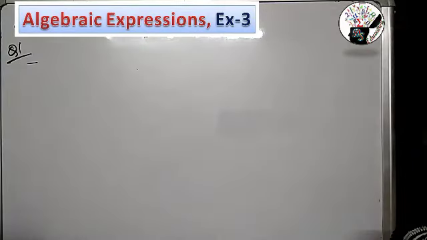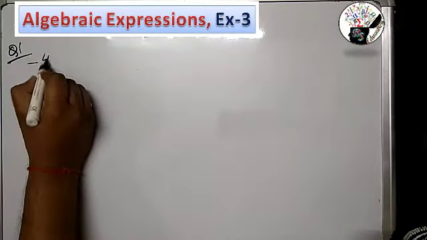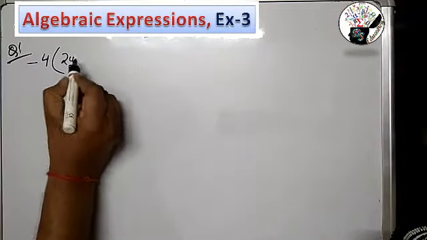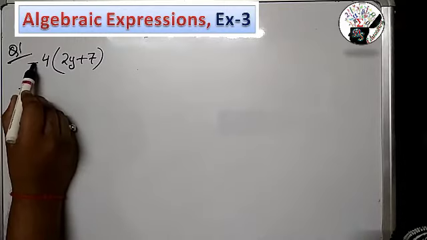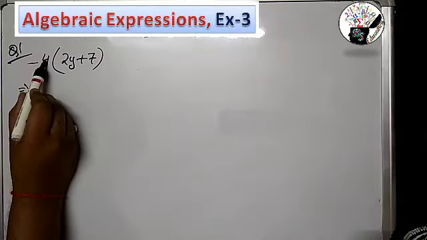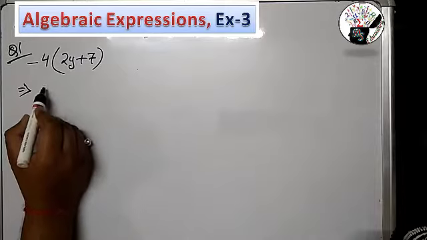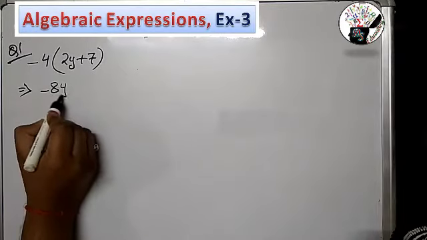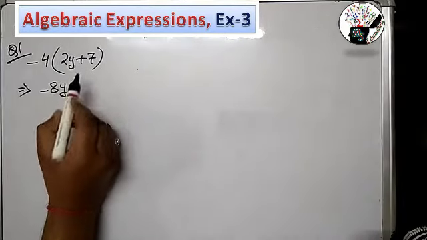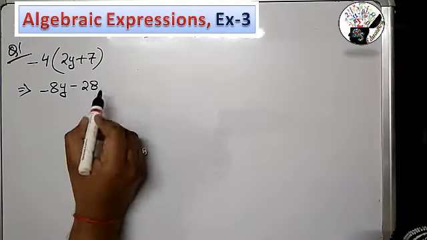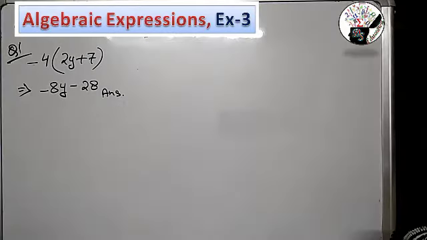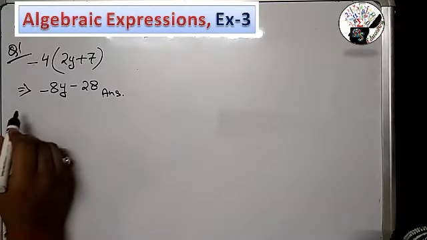The multiplication of the algebraic expressions. Minus 4 bracket 2y plus 7. Now normally it is minus 4 outside, so we will multiply with this minus 4 inside the bracket. It will become minus 8y, minus plus minus, and 4 sevens are 28. This is your answer.